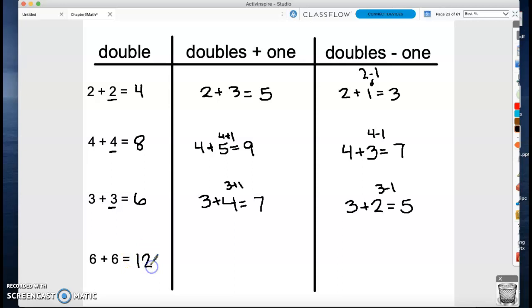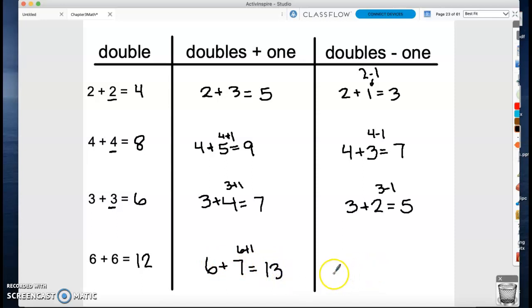Good job. We keep one of our add-ins, 6, plus the other add-in we're going to add 1 to. So we're going to do 6 plus 1. What's 6 plus 1? 7. If 6 plus 6 equals 12, then 6 plus 7 equals, one more, 13. Good job.